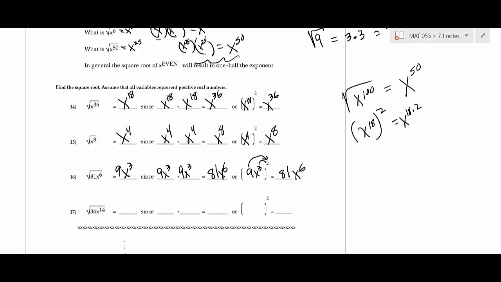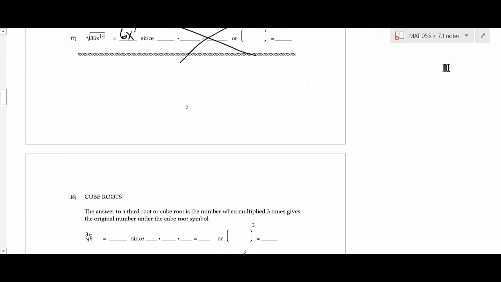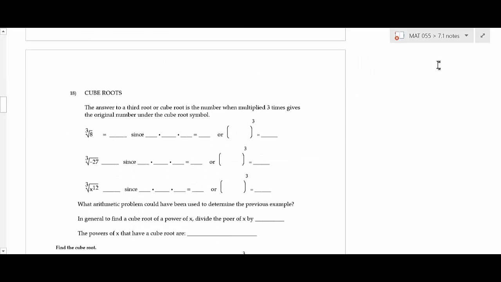How about the 17? What's the answer? 6x to the 7. I'm not even going to do that. You get the point, hopefully, right? All right, everybody got it okay? So you do half of the exponent. That's kind of the key thing. Now we're going to kind of look for a pattern.